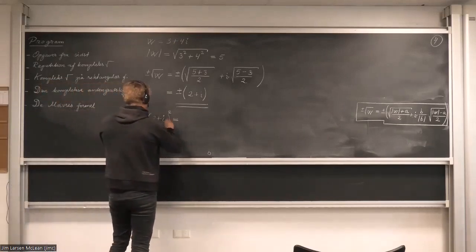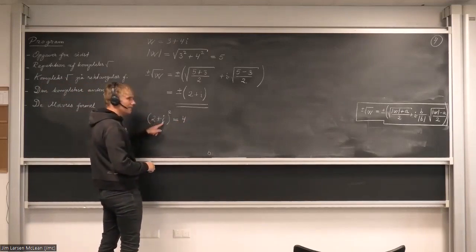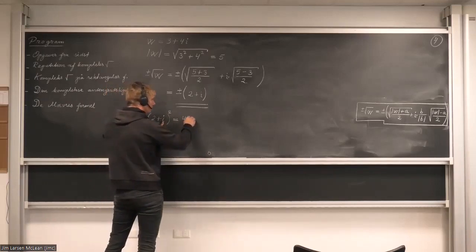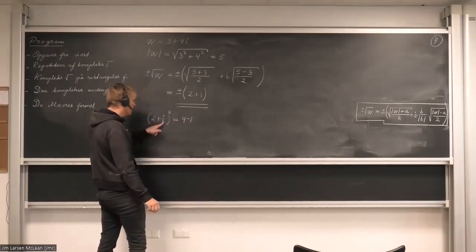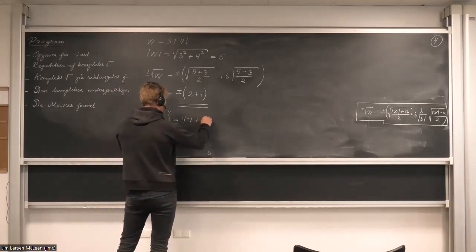Let's try again. The square of the first term, which is 2 squared, is 4. The square of the second term, which is i squared, that's negative 1. The double product is that times 2. It's fine.